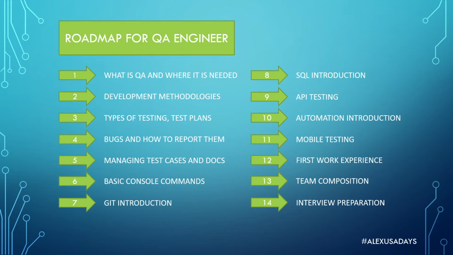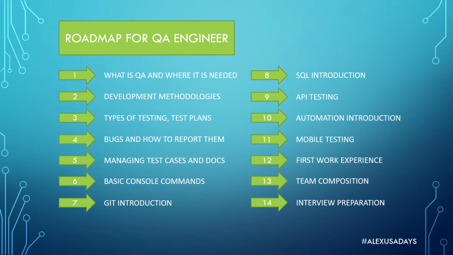Then we will go into development methodologies and how QA might differ in different development methodologies. Then we'll talk about types of testing and test plan creation. Then we'll talk about bugs and how to report them. After that, we will talk about managing test cases, creating documentation, test matrices, and so on.